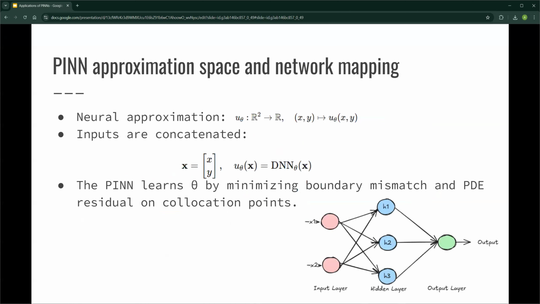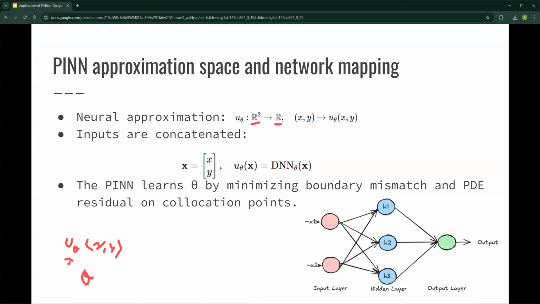Next, this is the PINN approximation space and network mapping. In a standard PINN, we approximate the unknown solution using a neural network. In this case, we can call the neural network u sub delta of x comma y, parameterized by the weights delta. So these would be the weights of the neural network. The network will map the spatial coordinates to the scalar field, so from 2 dimensions to 1.